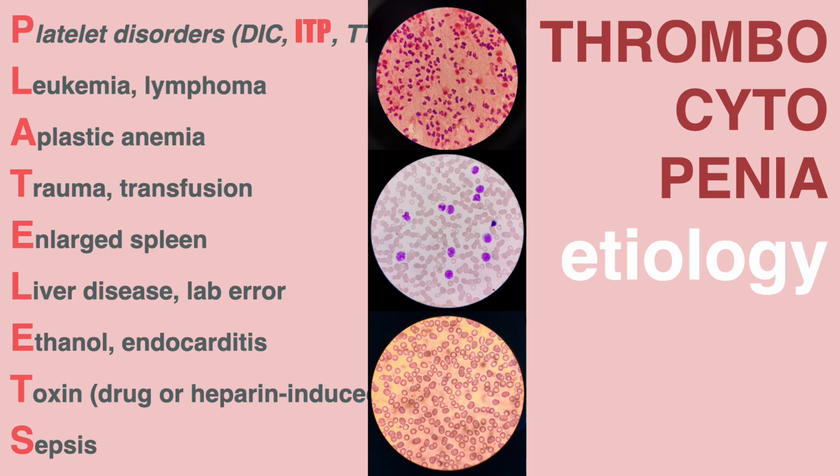So it spells out platelets there for you, but some of the causes of thrombocytopenia include platelet disorders, ITP being one of them, leukemia or lymphoma, aplastic anemia, trauma, transfusion, enlarged spleen, liver disease, lab error, ethanol, endocarditis, toxins by certain medications, and sepsis.